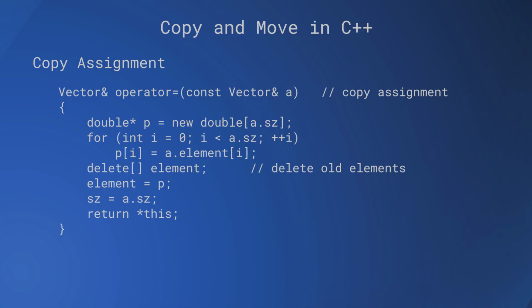Similarly, we have the copy assignment operator overload function. We create an array of doubles of size a.sz and copy the elements of vector a in it. We delete the old elements and make the pointer element point to the new array. We set sz to a.sz and we return a reference to the object.